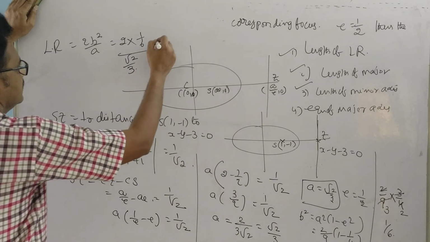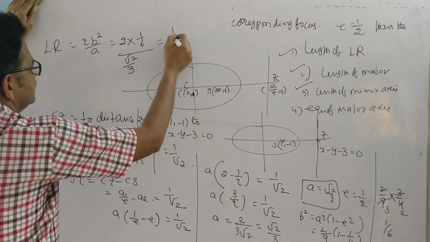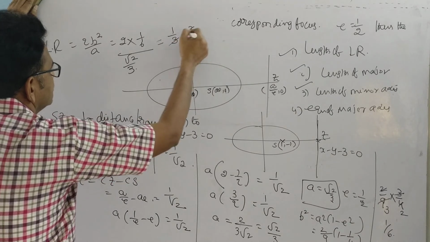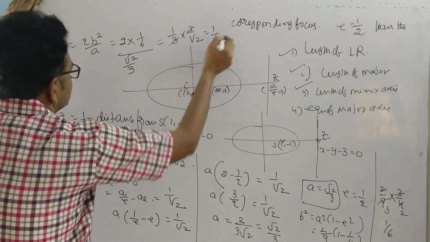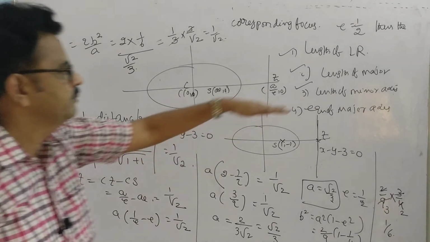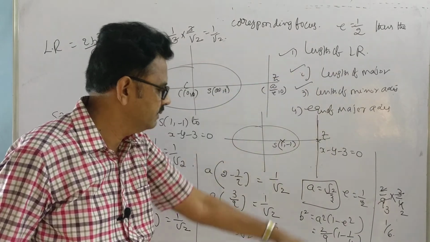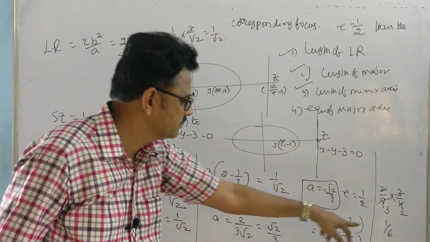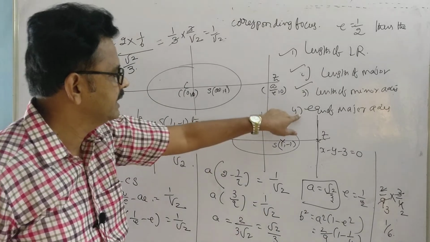So this is equal to 1/3 into 3/√2, that is 1 by root 2. The length of the latus rectum is 1 by root 2. The length of the major axis is 2a, you have the a value. The length of the minor axis is 2b, you have the b value.